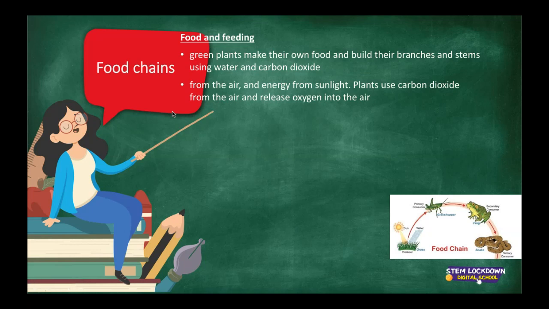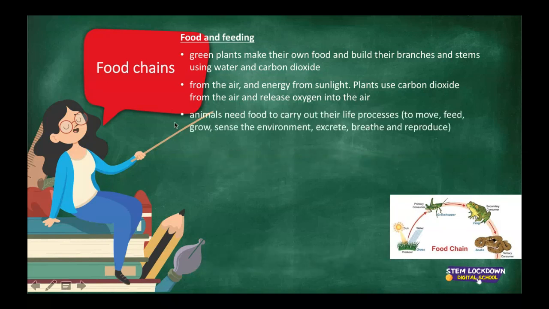Plants use carbon dioxide from the air and release oxygen into the air. Then, us as human beings, or as people, we depend on the sunshine. We also depend on the oxygen that we breathe. Imagine living on a planet whereby there's no sunlight, there's no water, there's no oxygen. What would happen to you? Possibly you might die, or you might suffocate.